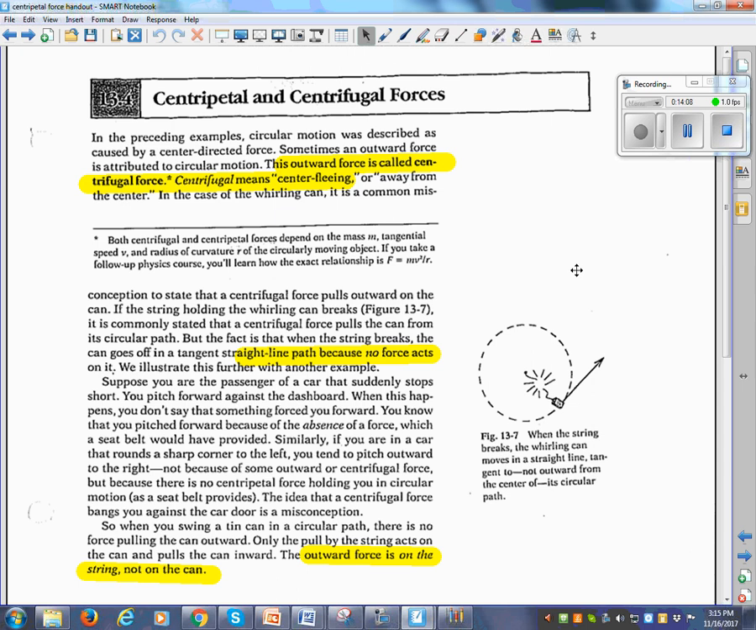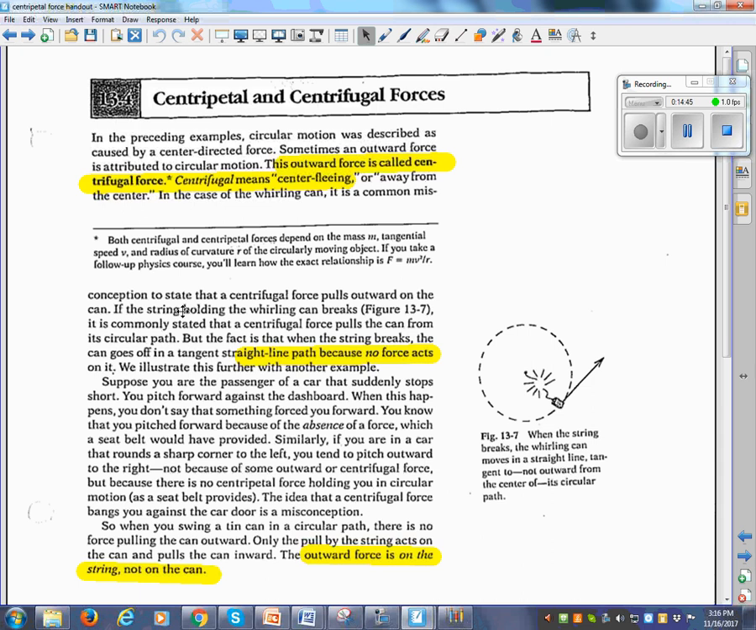Okay, centripetal and centrifugal. I've got 15 minutes, I really gotta go. In the preceding examples, circular motion was described as caused by a center-directed force. Sometimes an outward force is attributed, or comes along with, circular motion. This outward force is called centrifugal, with an F. Centrifugal means center fleeing, or away from the center. In the case of the whirling can, it's a common misconception to state that a centrifugal force pulls outward on the can, or the rubber stopper.